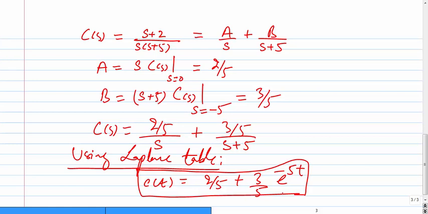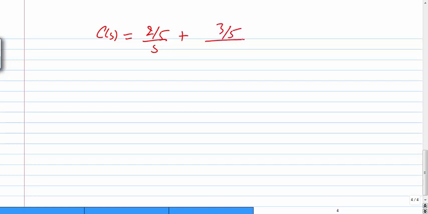Now if I move further, you can see there are two parts of this. When I do the partial fraction, I have two parts. One is 2 by 5 divided by s, and the other part is 3 by 5 divided by s plus 5. Now if I plot for the system, if you remember, I plotted that the pole is -5 and the zero is -2.